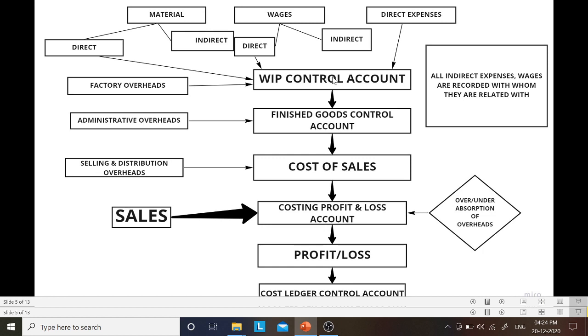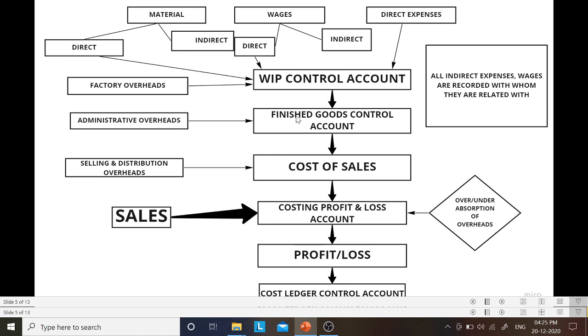Now after the WIP control account, once the production is ready, once the process is completed, finished goods are ready with you, right? So it will be transferred from WIP to finished goods. Here I am putting all the material, all the finished goods that are ready. So it is actually like you are transferring goods from the factory to your warehouse. Okay, so that is the finished goods control account. Here ready goods are kept in this account.